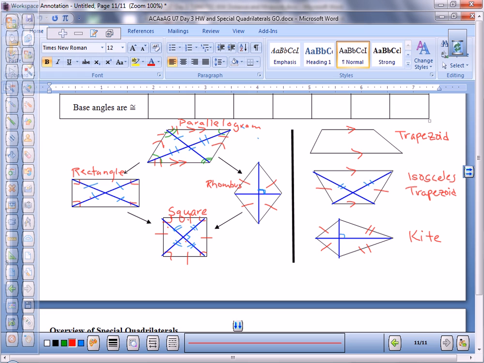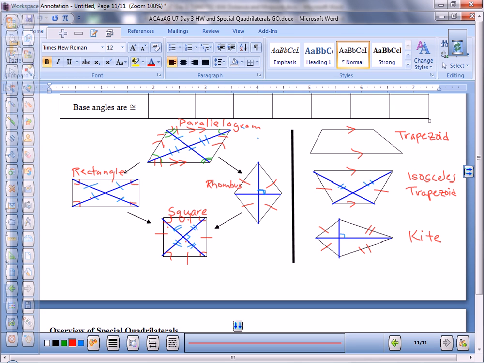Yes, ma'am? Are all the angles on the parallelogram the same? No. Opposite angles are the same. So let's just say this was 40 degrees. This would also be 40 degrees. And this one would be 140, and that would be 140. Consecutive angles are supplementary, because of the stuff you learned about parallel lines last year. Lines cut by a transversal.